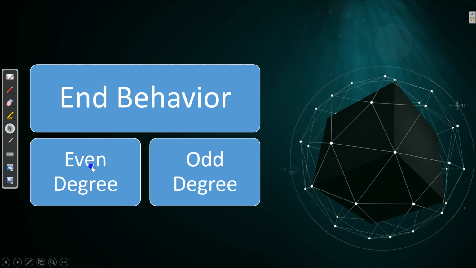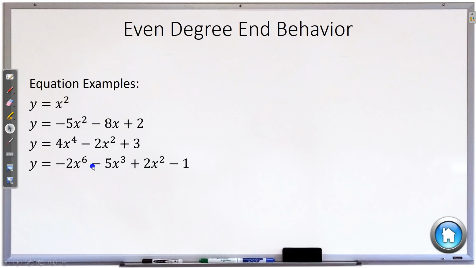So we're going to start with even. That's actually what we're most familiar with. Here are some equations that have an even degree as their highest power. And so this is an even degree polynomial. Here we have a squared, a fourth, or a sixth. Anywhere where the highest power is even, that is an even degree polynomial. And we group them all together because they have the same end behavior.